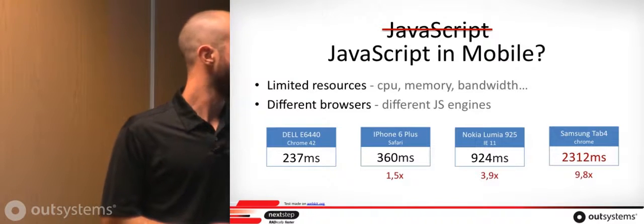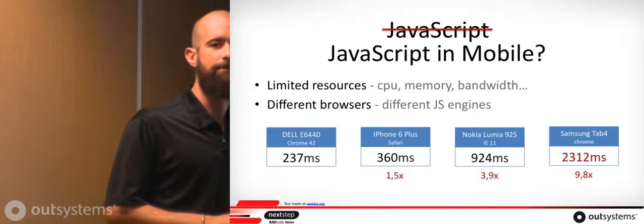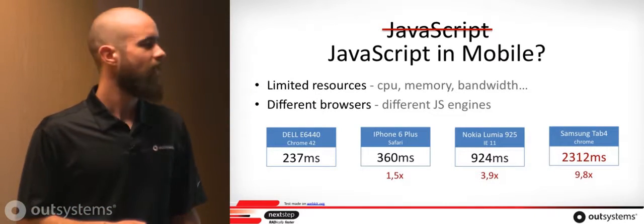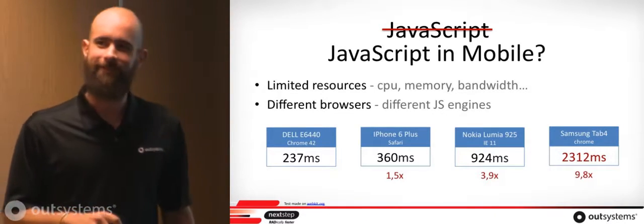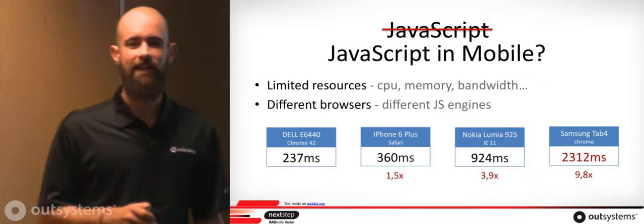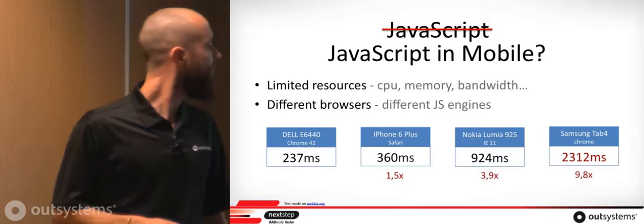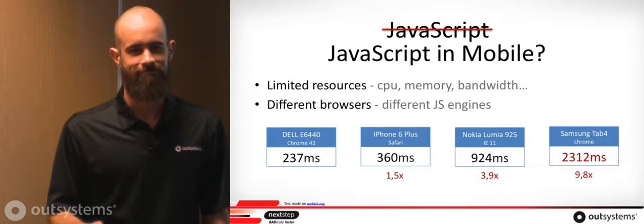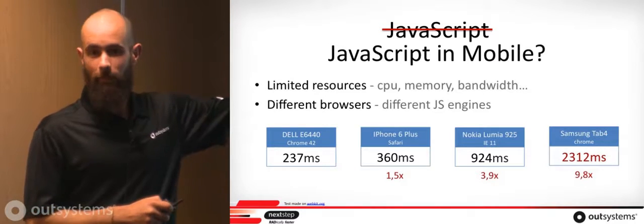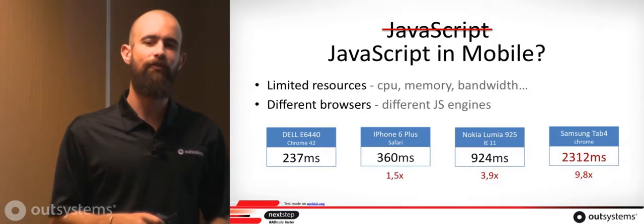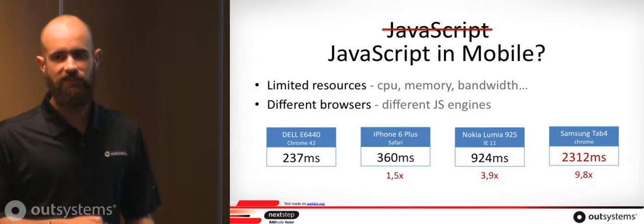Then I went to an iPhone 6, and it ran 1.5 times slower, taking 360 milliseconds. Not happy with the results, I grabbed the Nokia Lumia, and it ran 4 times slower. And I was starting to get concerned. Then I decided, OK, I have my tablet here, a Samsung Tab 4. Let me run the test. It will probably be even better than my desktop. No, it was 10 times worse. So be aware that although JavaScript is really good for interactions and so on, when running on the device, it's slower.